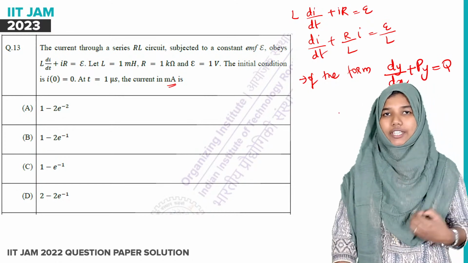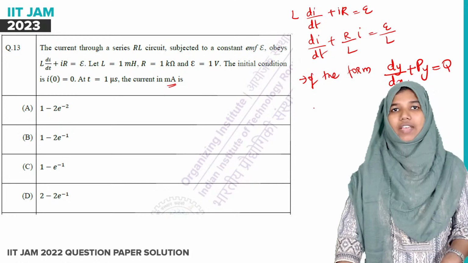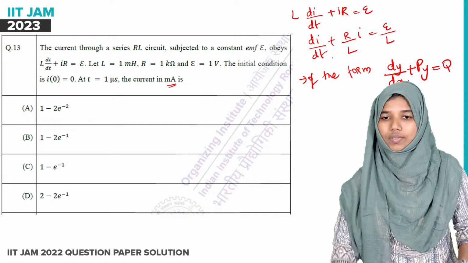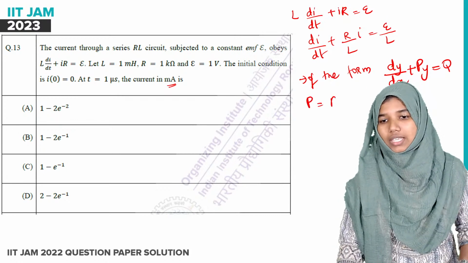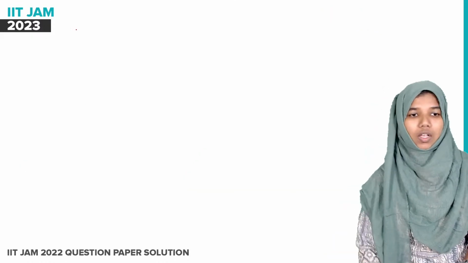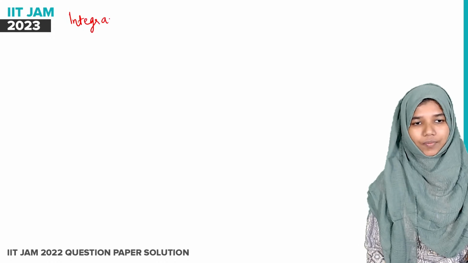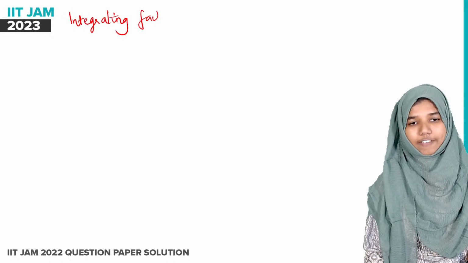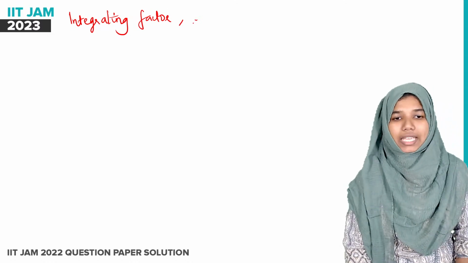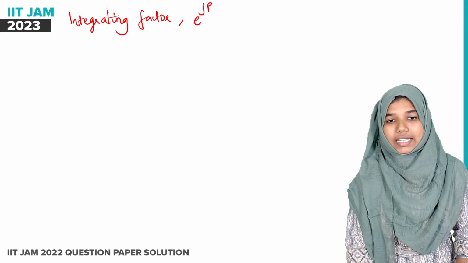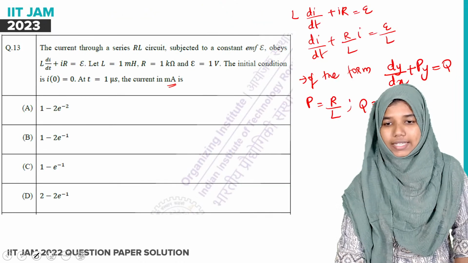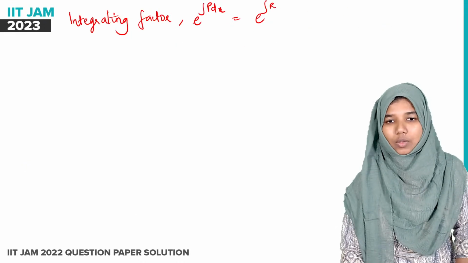So linear differential equation solve ചെയ്യാൻ വേണ്ടിയിട്ട് നമ്മൾ ചെയ്യുന്നത് integrating factor കണ്ടുപിടിച്ചിട്ടാണ് solution ചെയ്യുന്നത്. So നമ്മൾ ഈ equation ആയിട്ട് compare ചെയ്യുന്ന സമയത്ത് P is equal to R by L and Q is equal to epsilon by L. Okay, so the integrating factor in a linear differential equation is given by exponential integral P dx, where P is equal to R by L.